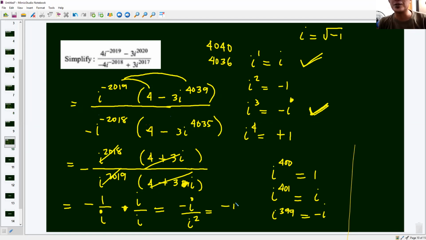Negative 1. So it's a negative i over negative 1. Do you know the answer is i? Follow that, guys. Powers of i. So basically, ito na yung dapat nyo tandaan.